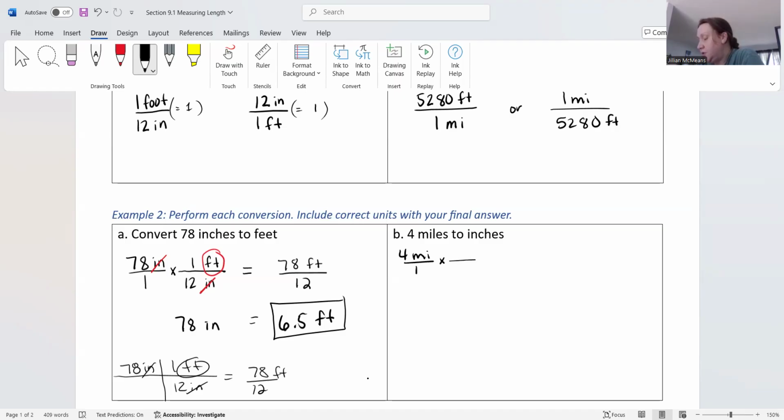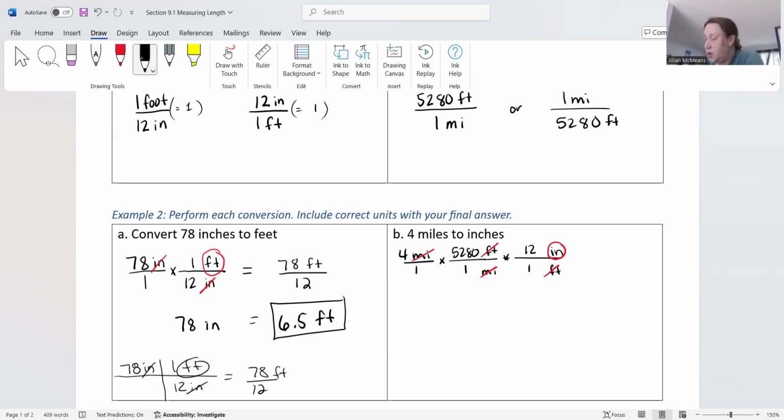We can't convert miles directly to inches, but we can convert miles to feet, and then we can convert feet to inches. And notice how I have units that I want to cancel top versus bottom. So if I were going to cancel units, miles would cancel top to bottom, feet would cancel top to bottom, and then my final desired unit should be in the numerator. Okay, so let's just fill in some numbers and then simplify. So I know there are 5,280 feet to 1 mile. I also know there are 12 inches to 1 foot.